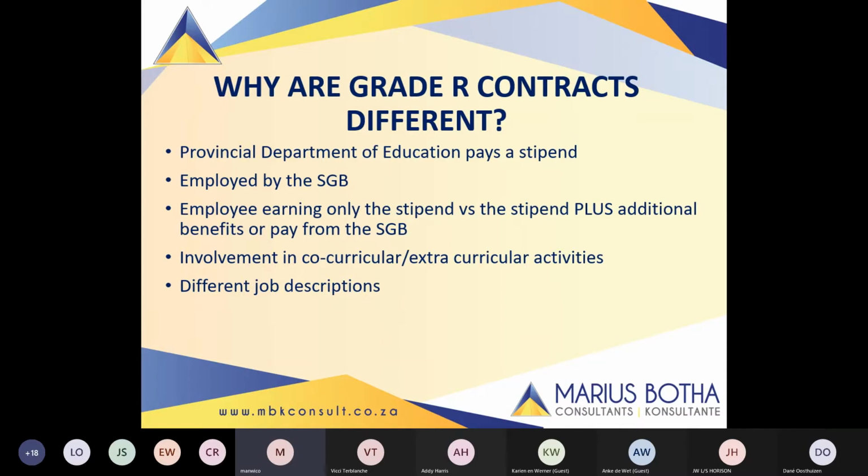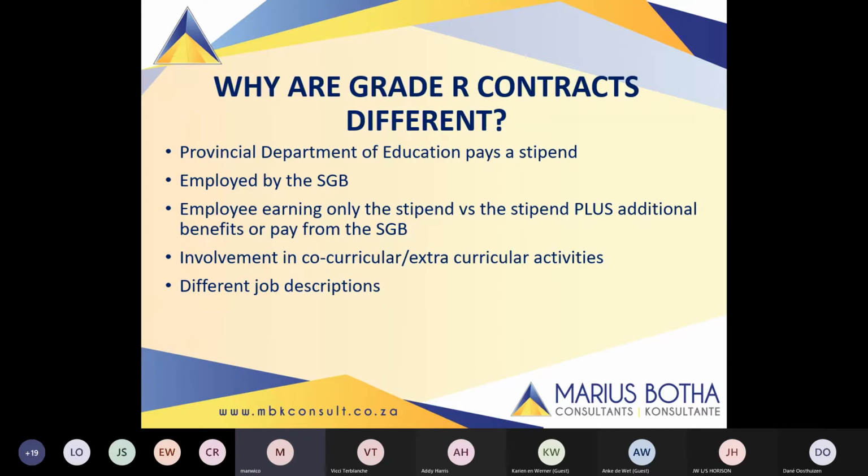And that's where the SGB has to make a decision and say, we want this person not only to be an educator in the grade R or a practitioner there, we want this person also to do after-hour duties. And then we will have to include it in the contract and also specifically in the job description. And that leads me to the last point in this slide, that there are different job descriptions depending on what we want grade R practitioners to do.